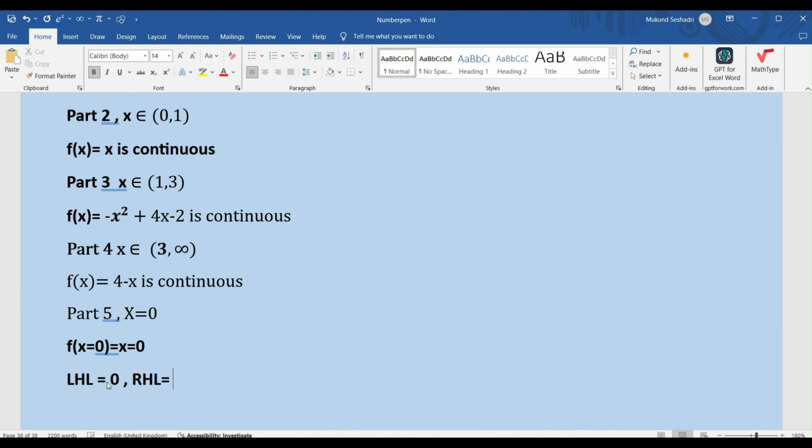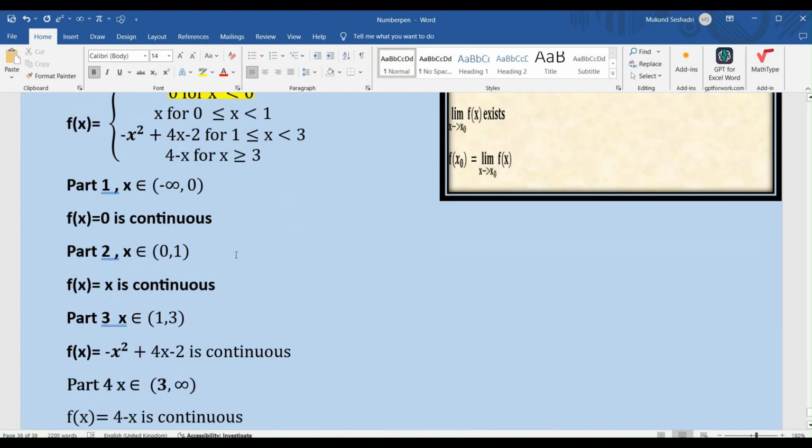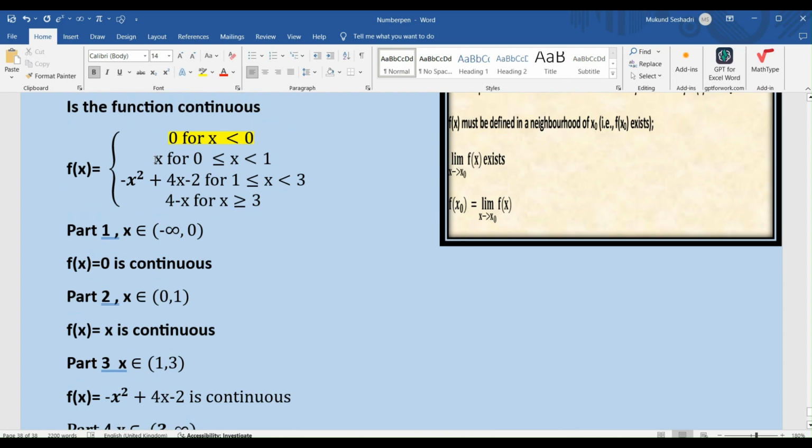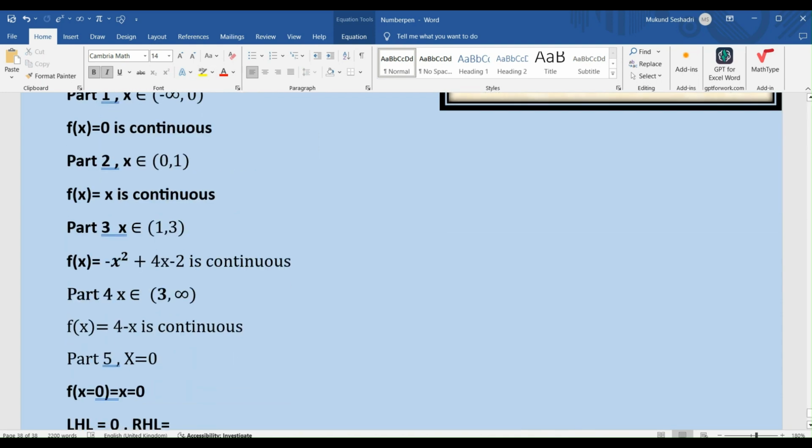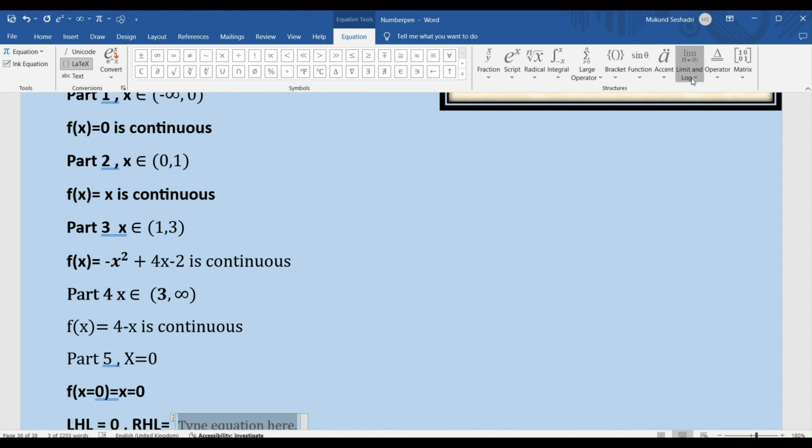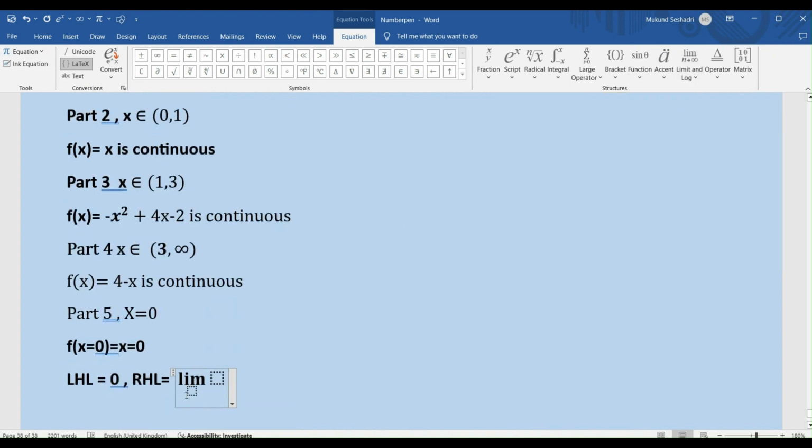And what is my RHL? My RHL is when I approach 0 from the right, which means I'll have to pick up x greater than 0, and therefore I'll have to pick up x, right? So what is my RHL? My RHL is limit x tending to 0 plus of x, right? I don't think I will discuss this in detail. This is pretty simple and straightforward. And what is our limit?